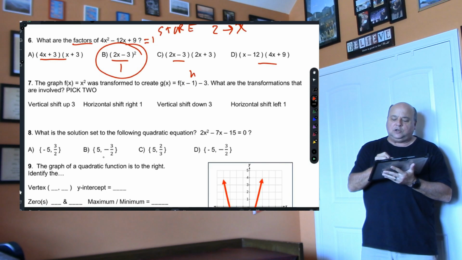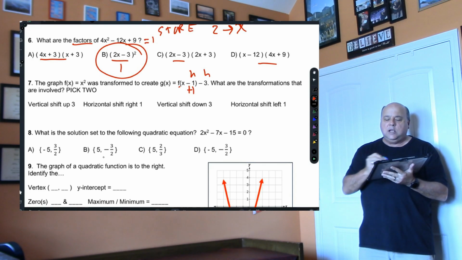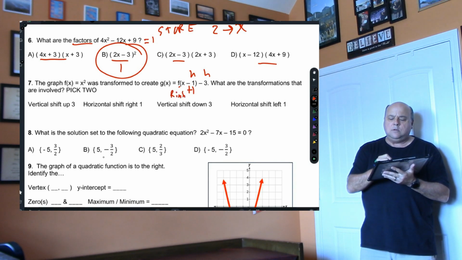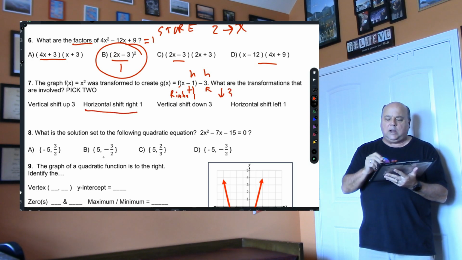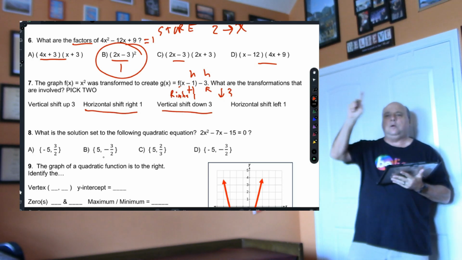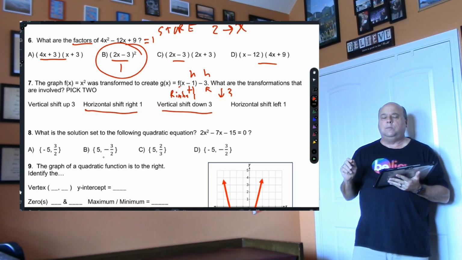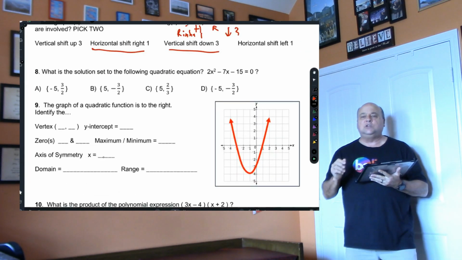I would always put your H and your K. This is not vertically stretched or compressed, and the opposite of minus 1 is plus 1. So this is right 1, and this is going to be down 3. So we need a horizontal shift right 1, and we need a vertical shift down 3. You're going to have a problem like that where it's just drop down and you pick 2 of them, okay? Piece of cake.